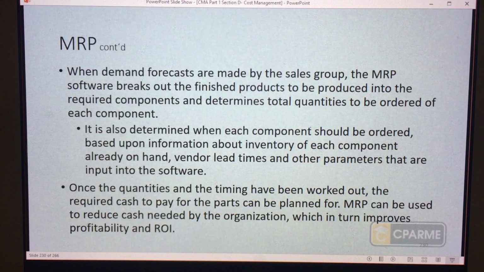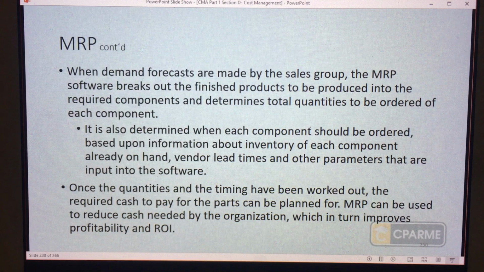So there's always available information about which component is on hand. What are the inventory, lead times, no? And other parameters that can be input into the system or into the software. And once these parameters, these quantities, requirements have been worked out, then they are required to pay cash for the parts that they are planned for. So your MRP can be used to reduce your cash needed by the organization. Isa din to sa tools for your planning sa cash budgeting.